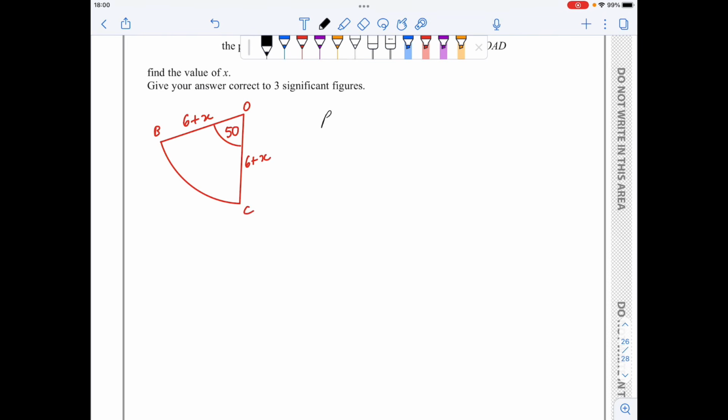So the perimeter of the sector is given by 50 over 360, because I have an angle of 50 here out of 360, which is the full circle, times the circumference of the circle, which is 2 pi r. So 2 pi times 6 plus x plus 2 times 6 plus x. Those are the two straight lines, each one being equivalent to the radius.